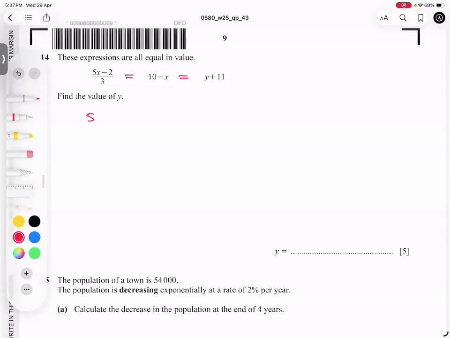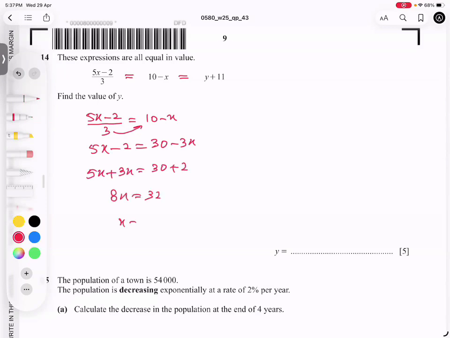So (5x minus 2) over 3 is equal to 10 minus x. Why did I keep them equal to each other? Because both equations have x, the same variable. 3 is dividing, so it will multiply there, and we get 5x minus 2 is equal to 3 times 10 and 3 times x, so 30 minus 3x. And now I bring 3x to the left side, students. It becomes positive 3x, and the 2 will go to the other side. I'm getting here 8x, and here I got 32. Without a calculator, we can do it. And 32 by 8, I'm getting here 4.